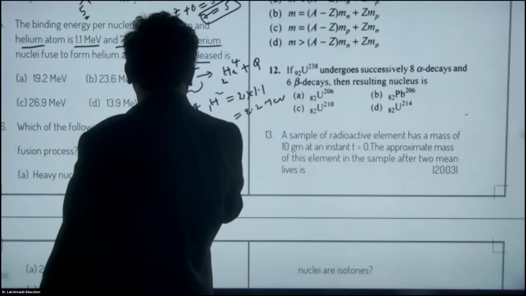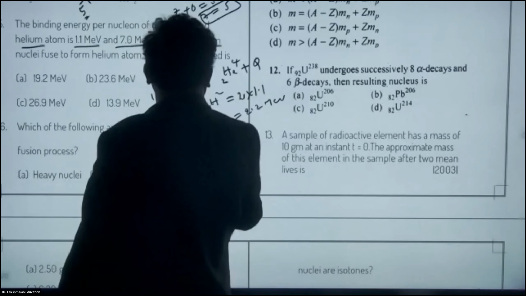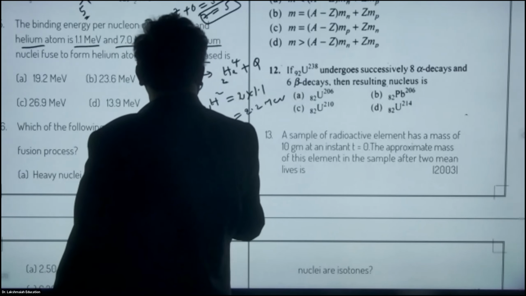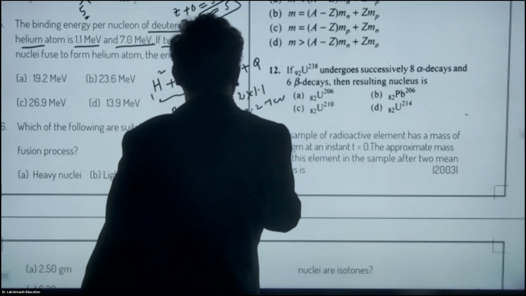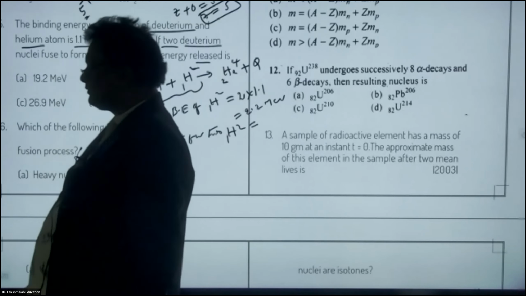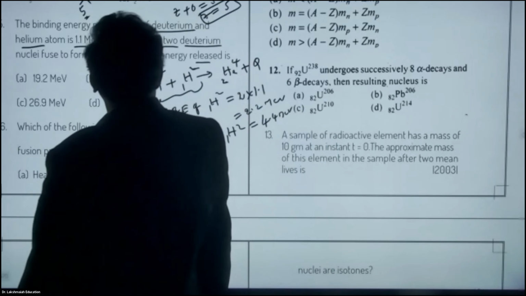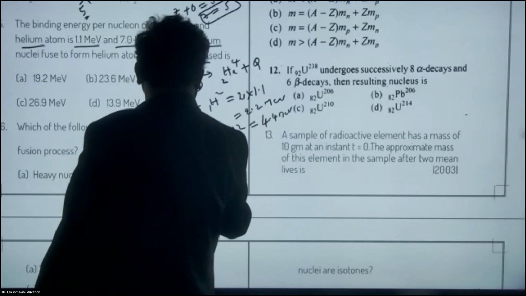So binding energy for two deuteriums is equal to 4.4 million electron volts. Now binding energy of helium. Binding energy of helium 2 4.